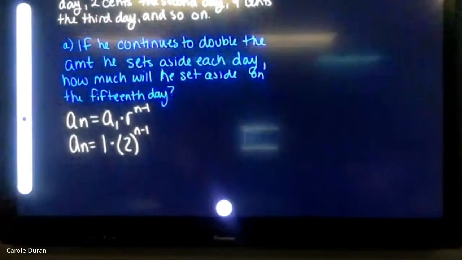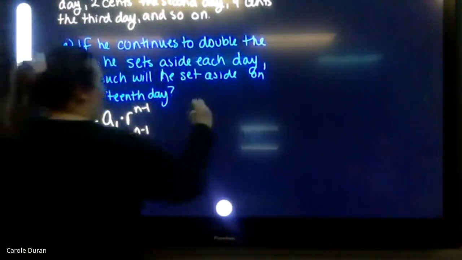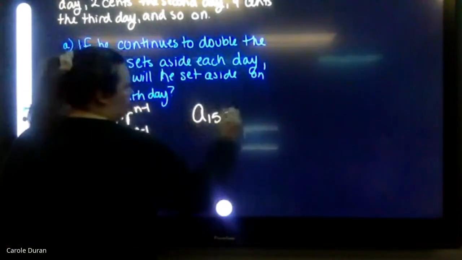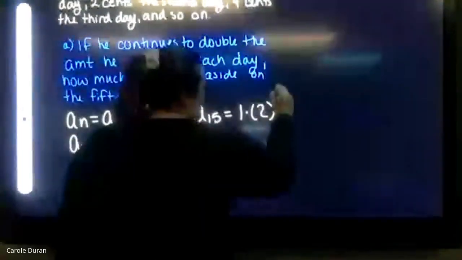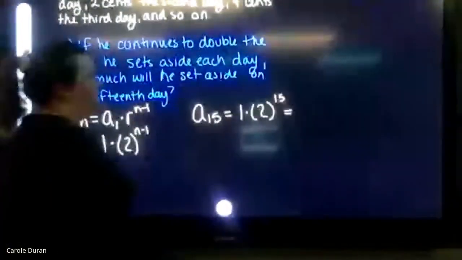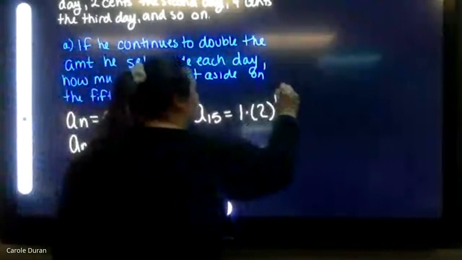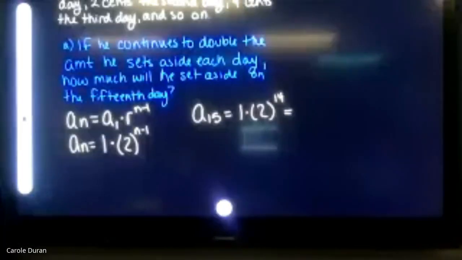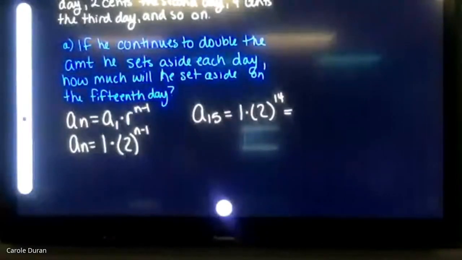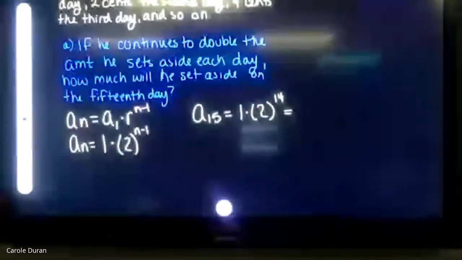Doesn't 15 go where the n is? And then we're going to put 15 where the n is so I can figure out how much he's putting aside on day 15. So we end up with A15 equals 2 to the 14th power, which I can go ahead and plug into my calculator.